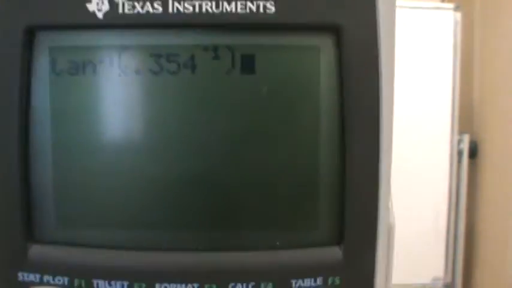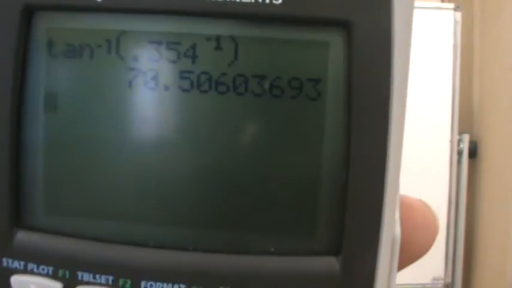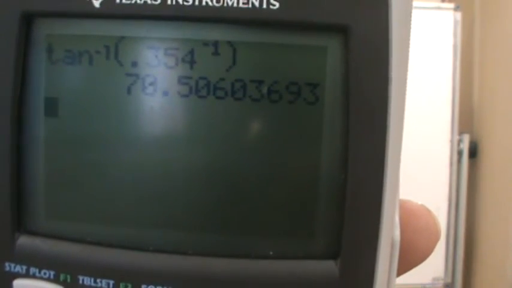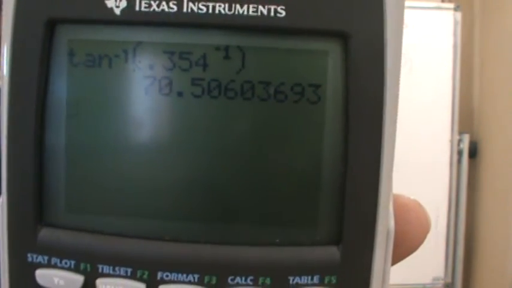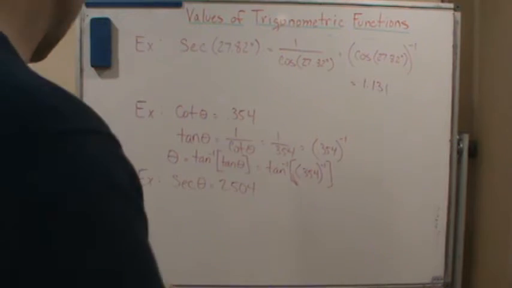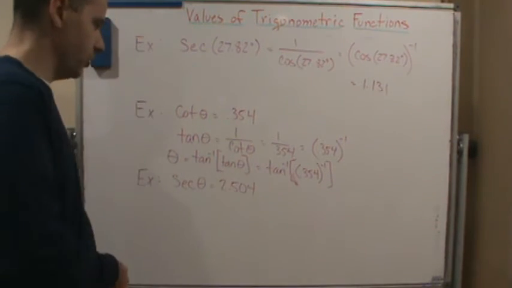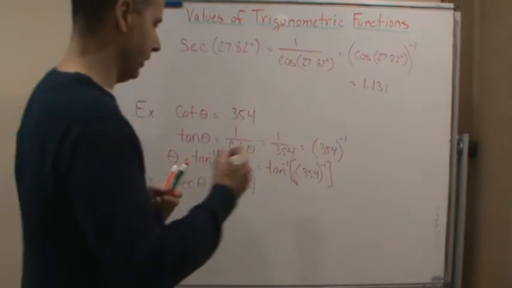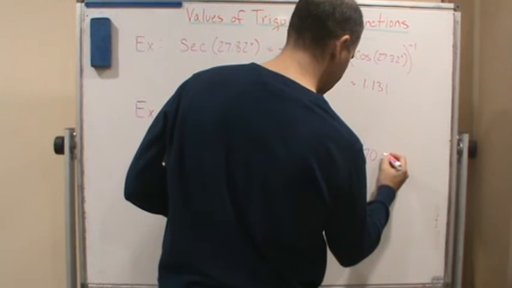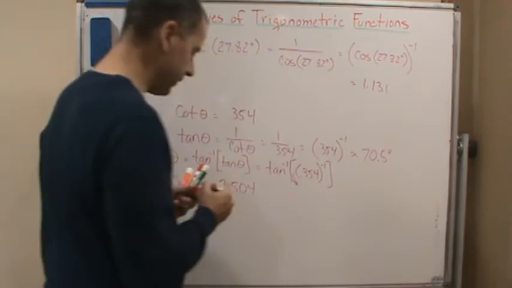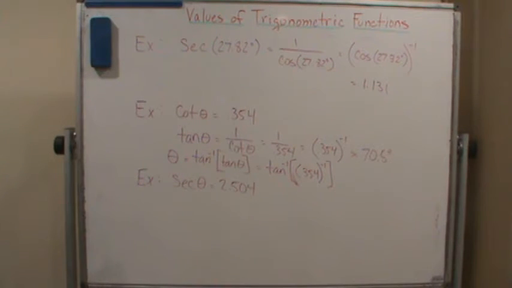And so now all I have to do is hit enter, and that's the degree. Since I have 3 significant digits, I'm going to go to 70.5. So 70.5 degrees is the approximate answer. So theta is approximately equal to 70.5 degrees. Okay?